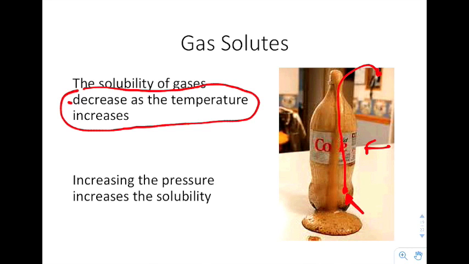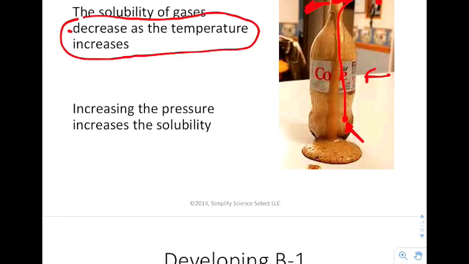And finally, increasing the pressure does increase the solubility of a gas. Sodas are generally stored under pressure. You know that because whenever you twist the cap open, you can hear a noise. That noise is the gas escaping, because the solution was originally stored under pressure.